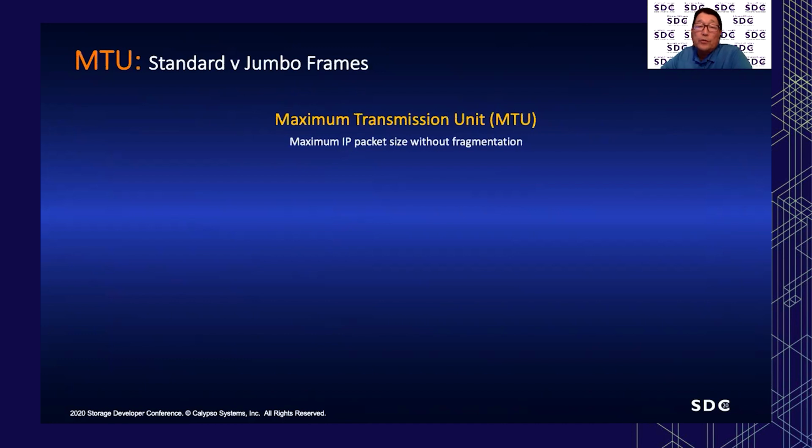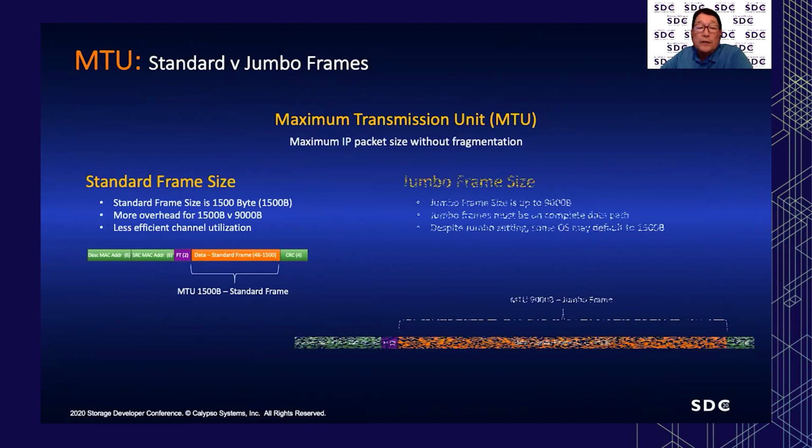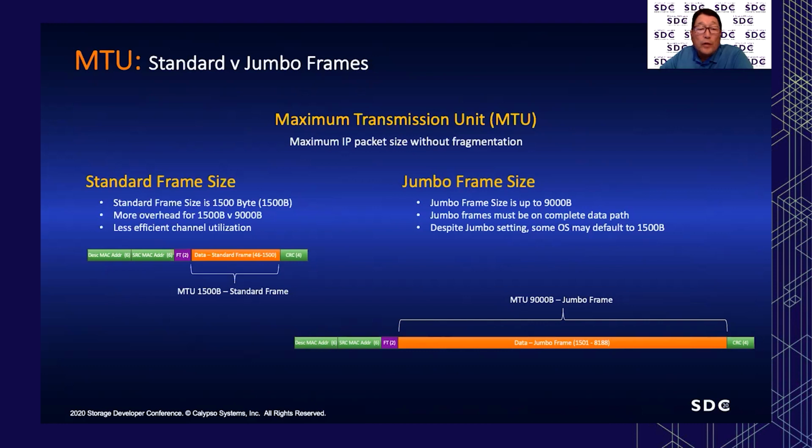MTU, standard versus jumbo frames. MTU stands for maximum transmission unit, which is the maximum IP packet size allowed without fragmentation. The standard frame size is 1500 byte versus a jumbo frame size, which is now 9000 byte. As you can see, there is more overhead for the 1500 byte versus 9000 byte because in both cases, you have other frames such as destination, source, MAC addresses, and frame type, followed by correction code packets. So on the left-hand side, you can see the percentage proportion of data to other frames and packets is much smaller than for the jumbo frame.